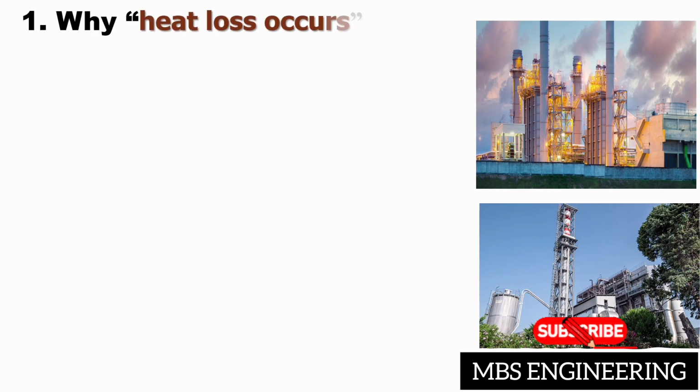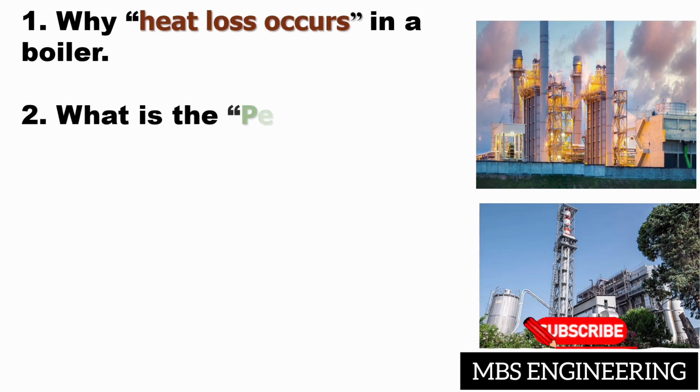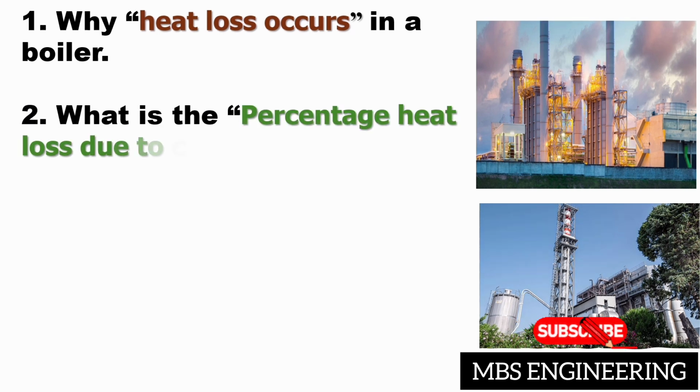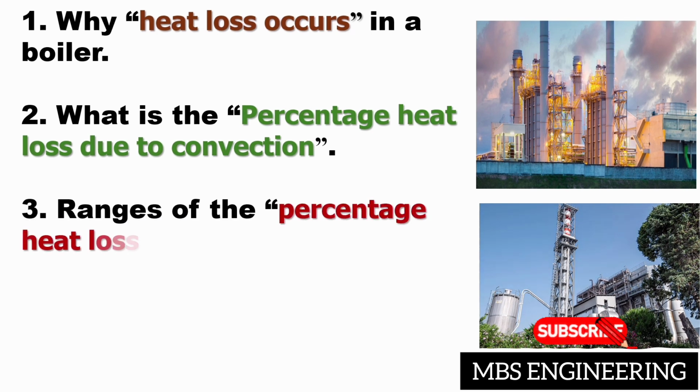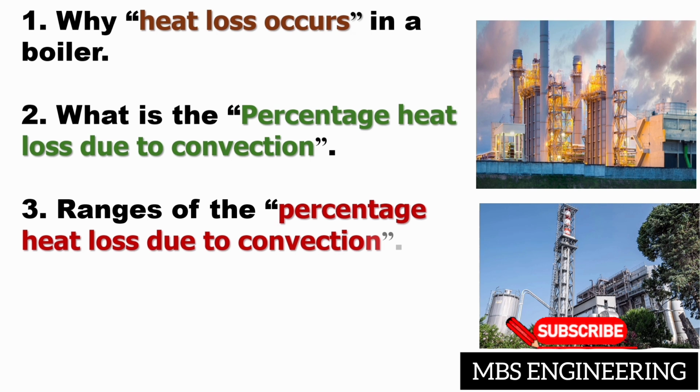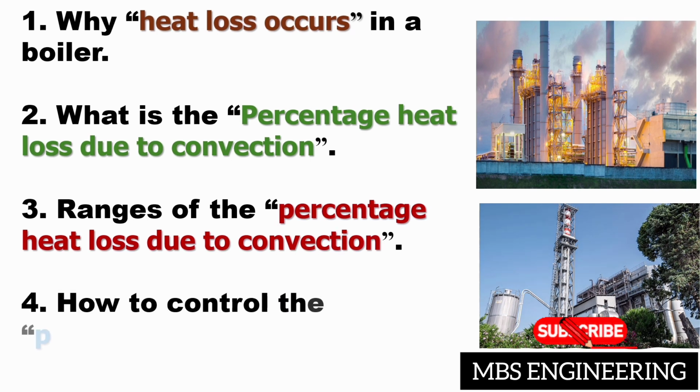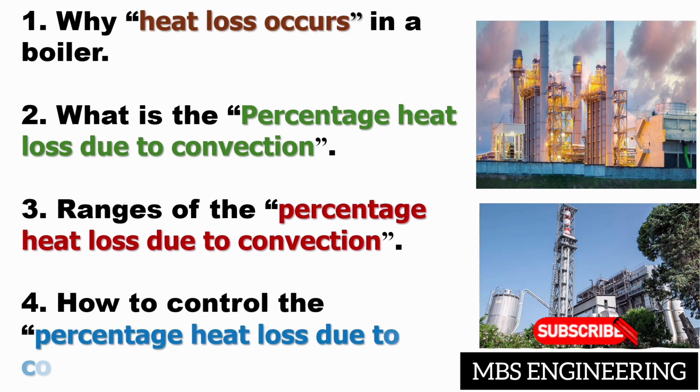The first topic is why heat loss occurs in a boiler. Next, the second topic is what is the percentage heat loss due to convection. Next, the third topic is ranges of the percentage heat loss due to convection. And finally, the fourth topic is how to reduce the percentage heat loss due to convection. We will cover the above topics in the upcoming slides.